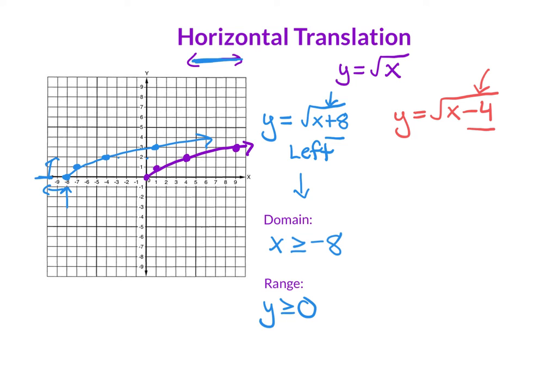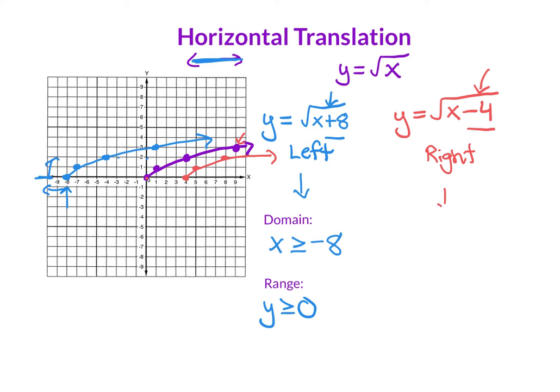So now let's look at the other way. When you are subtracting 4 underneath the square root, we will translate to the right. So you always start with the parent function. So moving these points right 4. So 1, 2, 3, 4. And the last point, it'll move off of the graph, so we can just graph that.